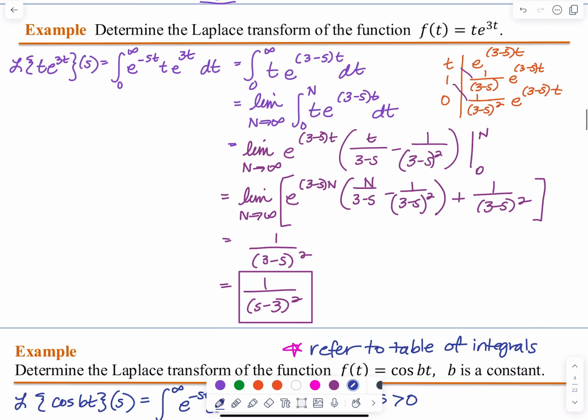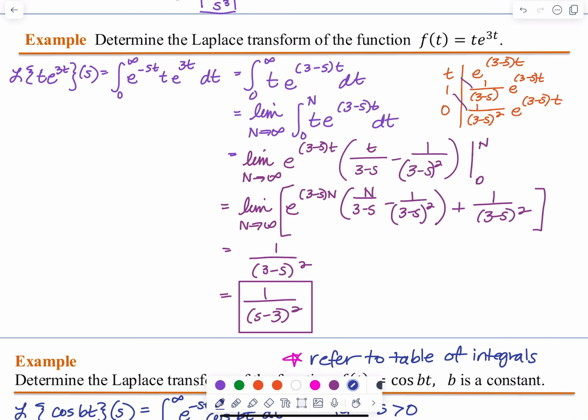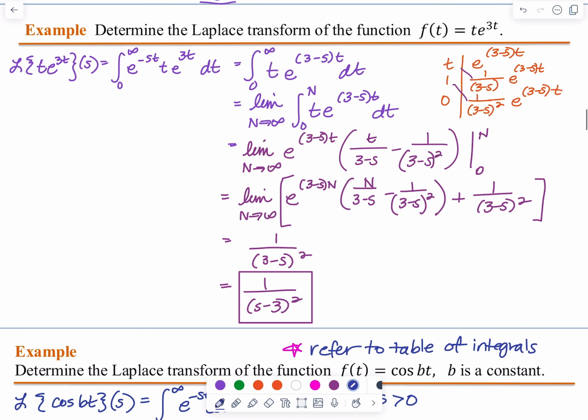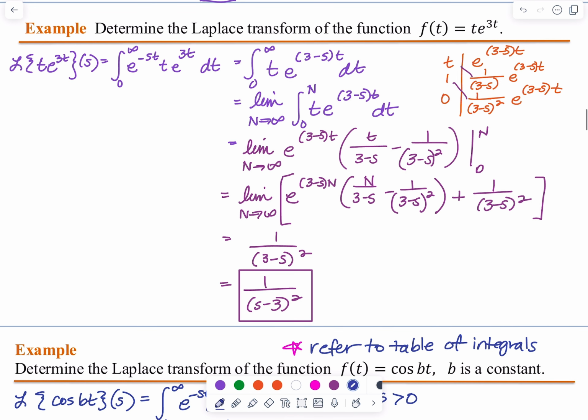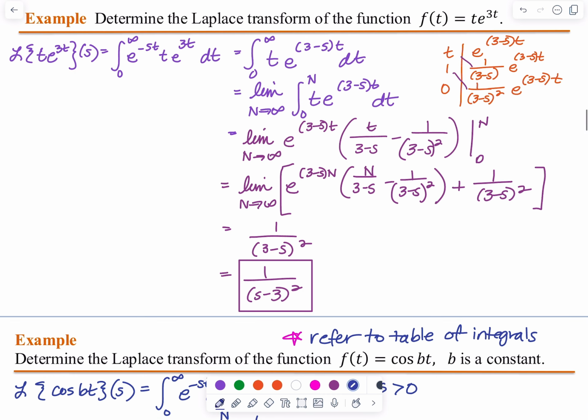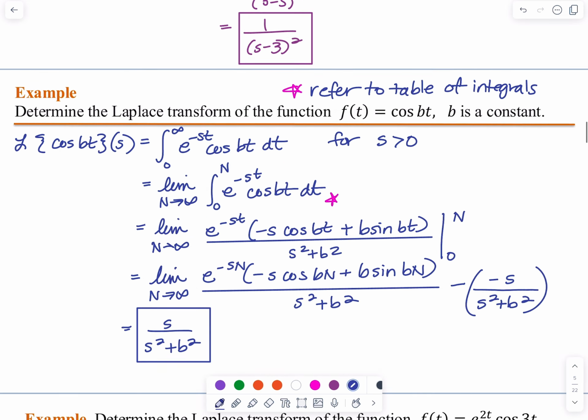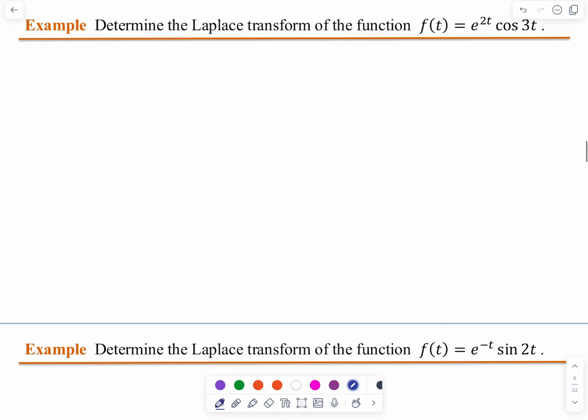And here, though, we would have to remember that the domain of the Laplace transform is all the values of s for which this integral exists. And here, this integral would only exist for s greater than 3. So we did need to include this for s greater than 3. Okay, so let's go back to our example.